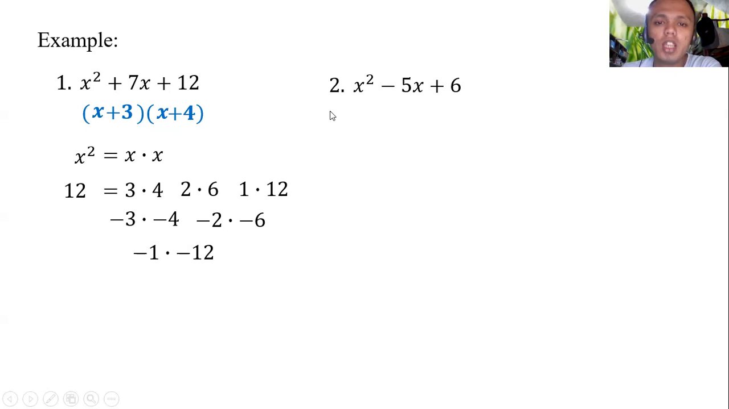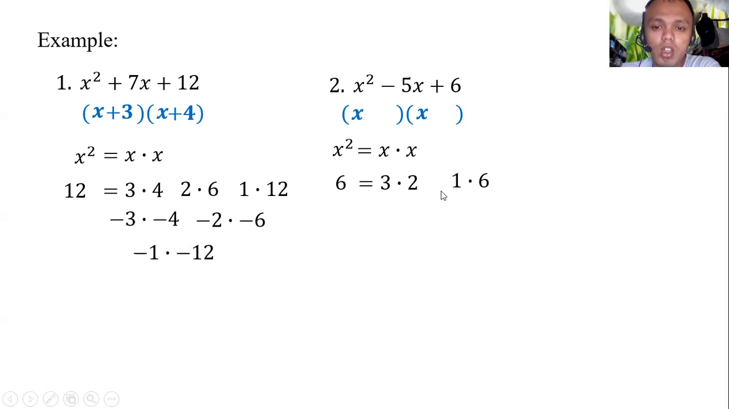Okay? Next, number 2. We have x squared minus 5x plus 6. Again, two parentheses first. Then factors of x squared, automatic x times x only. Then factors of 6, one x each. Factors of 6, we have 3 times 2, 1 times 6, negative 3 times negative 2, negative 1 times negative 6. Okay? And then now, like what we did in number 1, we will choose which of this pair of factors of 6 that if we add, the sum is negative 5.